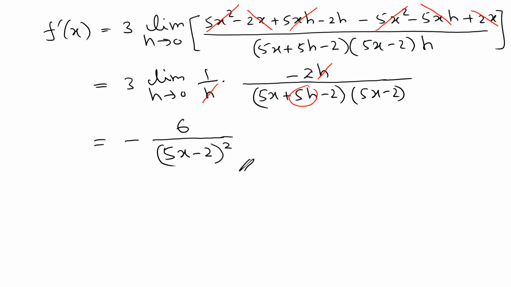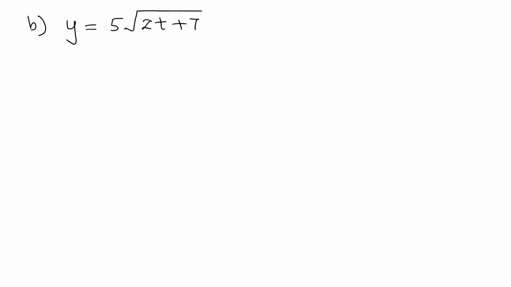Okay, so let's look at the next problem. As the next one, let's look at this one. We have y equals 5 times the square root of 2t plus 7. So we again use the same argument. First thing is we can rewrite this as f(t) equals 5 times the square root of 2t plus 7, and then the limit definition is, now we have the t.